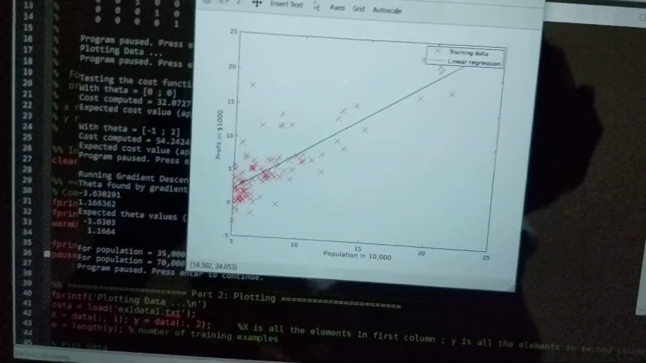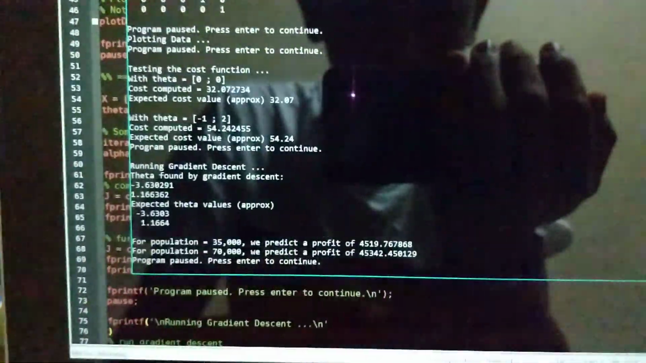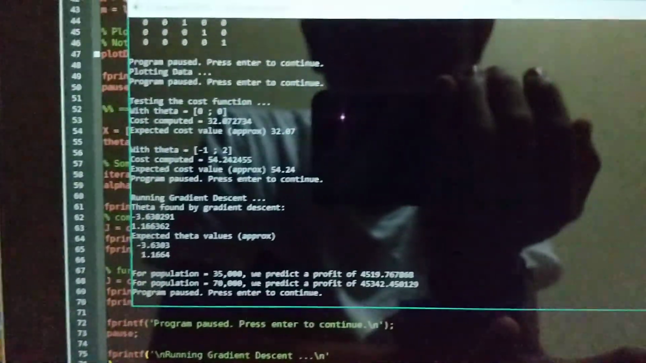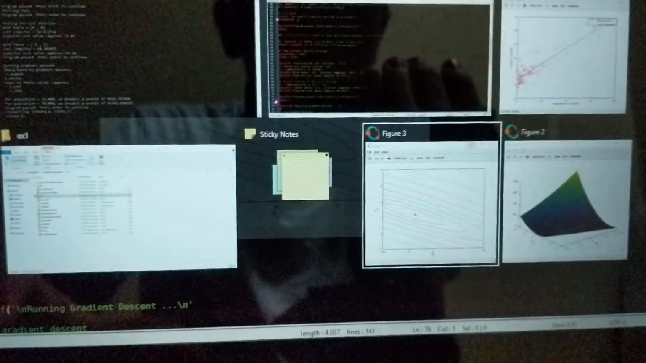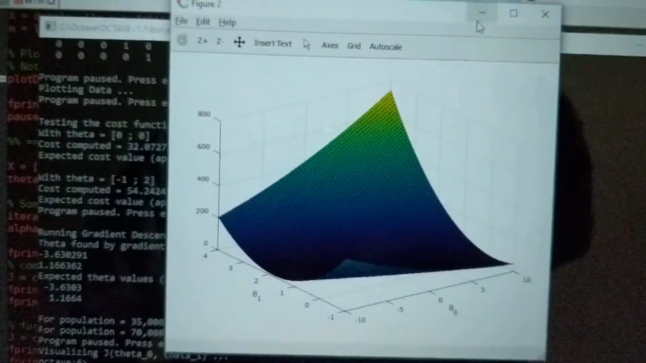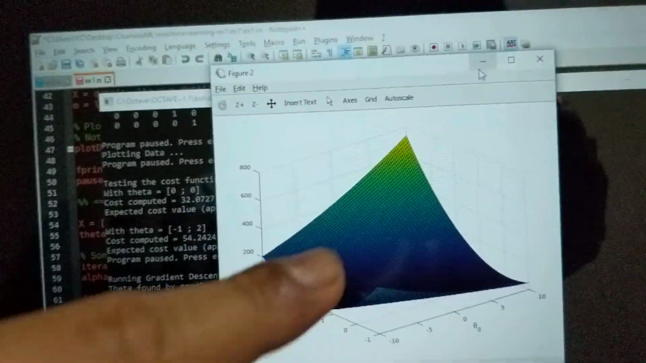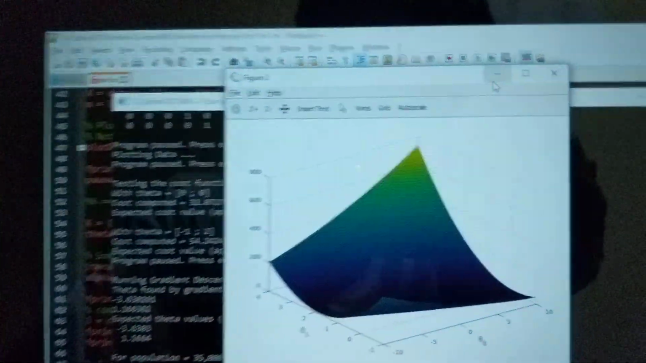So that was linear regression, and I think it plots the contour plot as well. Just a second. Yep. So this is the contour plot, and this is the cost as it is decreasing. You can see that the cost was first high and then it became low.